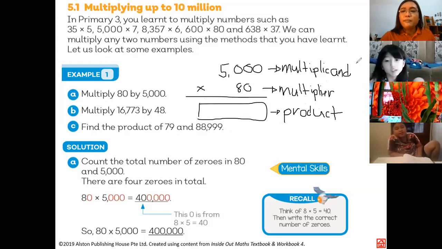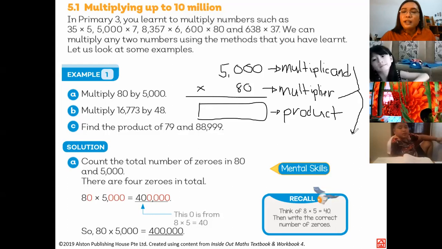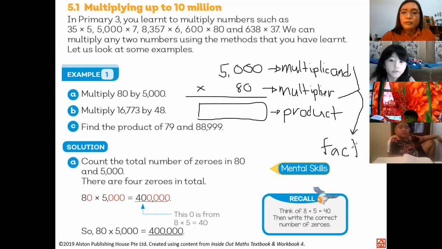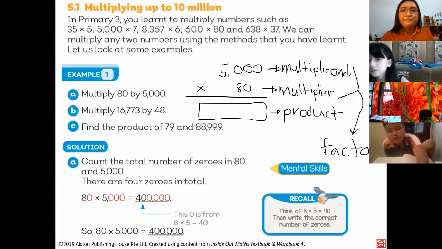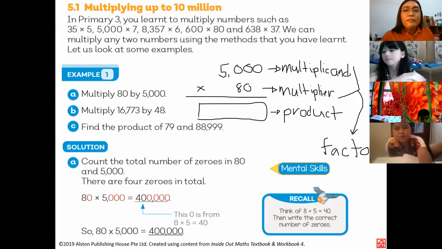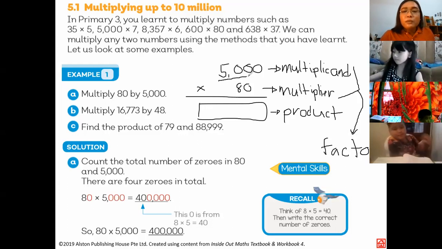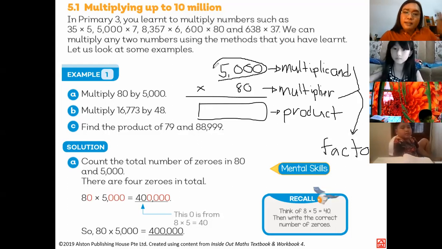Product. All right, and then multiplicand and multiplier, they are called factors. Okay, do you understand? Yes, I do. Okay, what do you call the number here at the top?